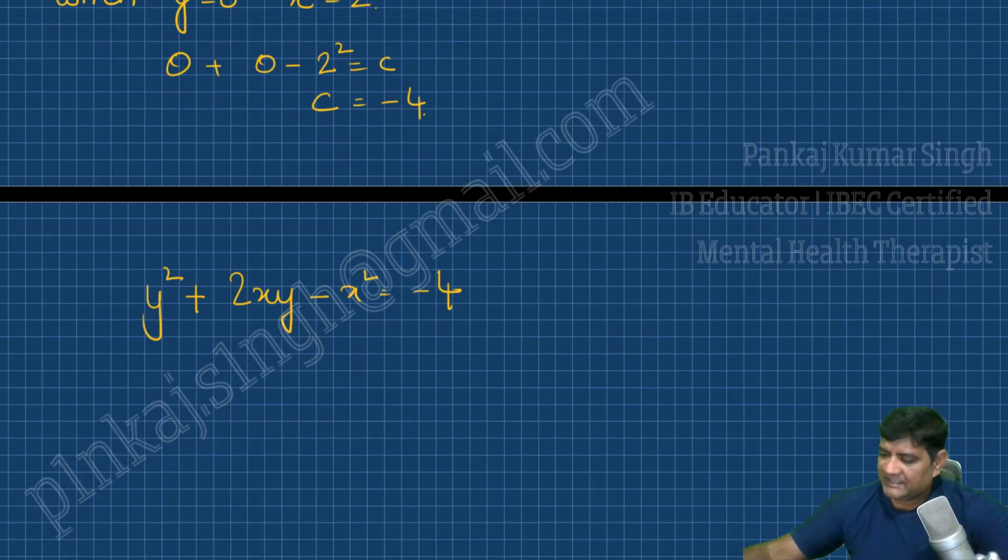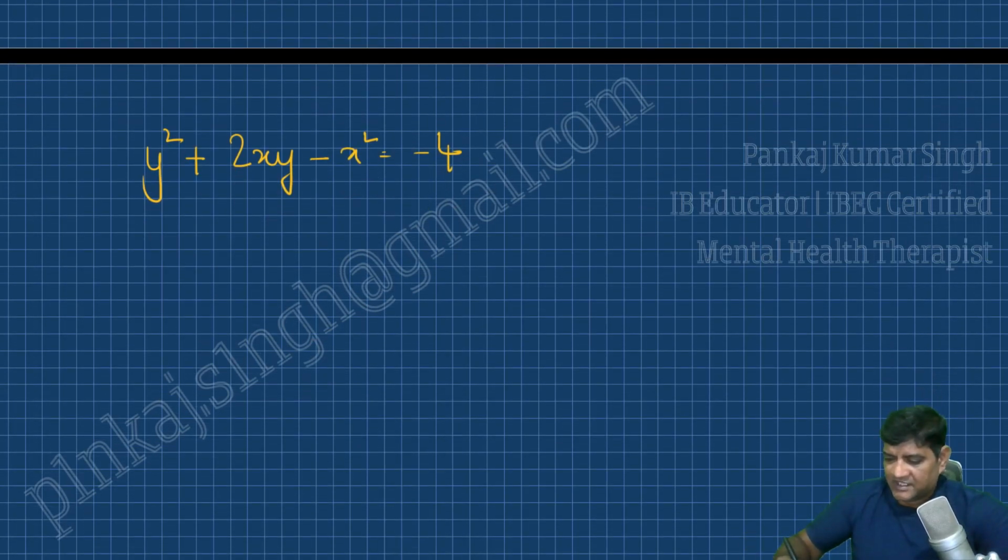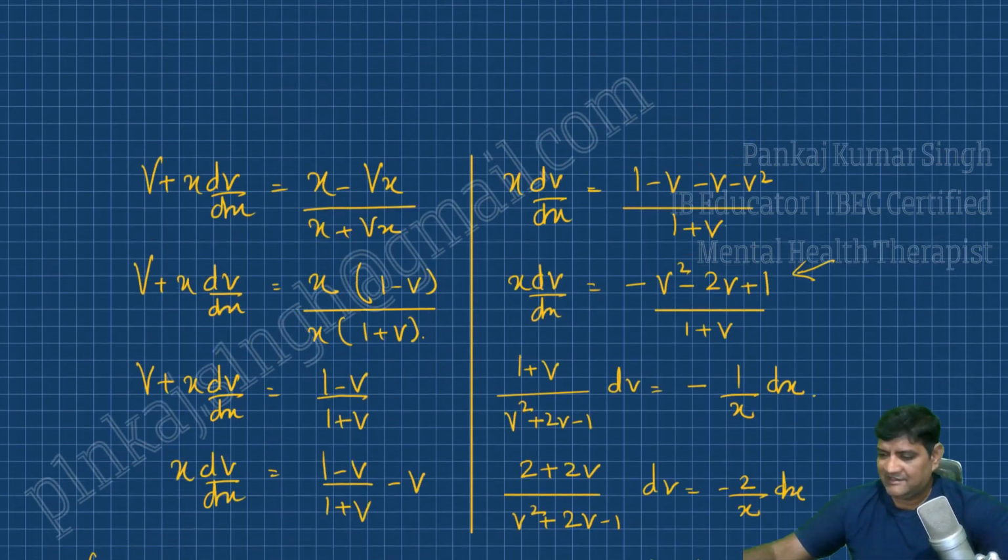And if I'm multiplying the entire equation by a negative, I will have x square minus 2xy minus y square as equal to a constant 4. And that is what we had in the question.